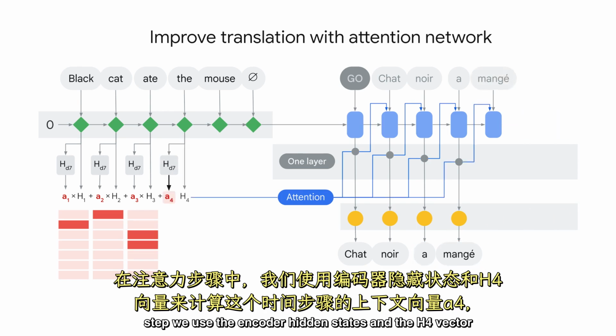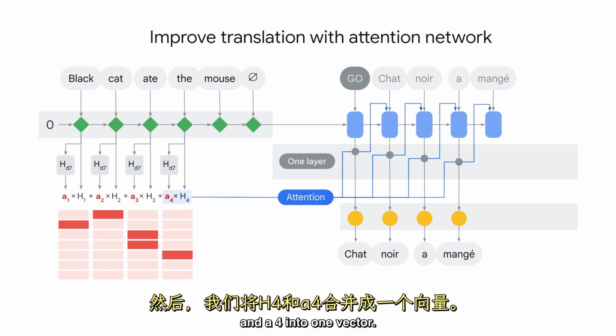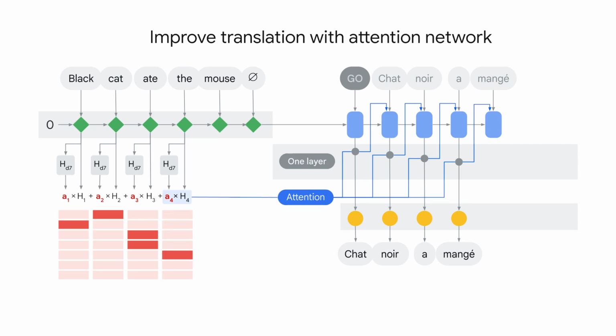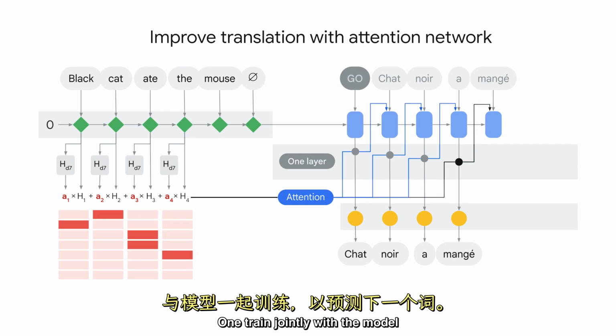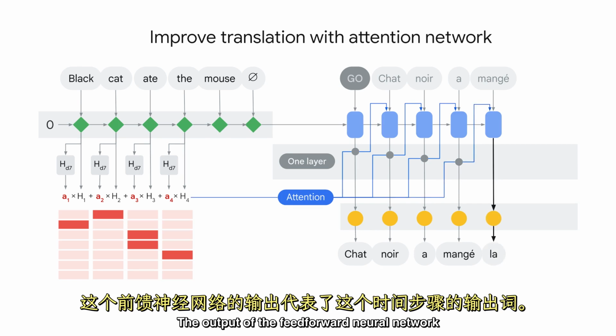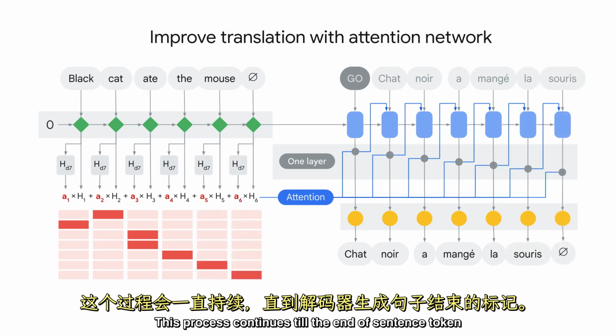During the attention step, we use the encoder hidden states and the H4 vector to calculate a context vector A4 for this time step. This is the weighted sum. We then concatenate H4 and A4 into one vector. This concatenated vector is passed through a feed-forward neural network, one trained jointly with the model, to predict the next word. The output of the feed-forward neural network indicates the output word of this time step. This process continues till the end of sentence token is generated by the decoder.